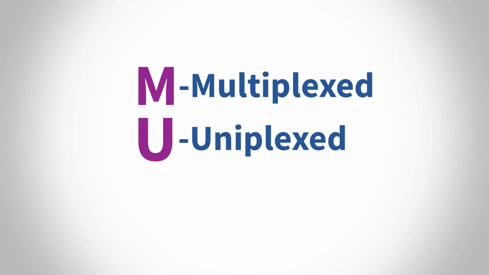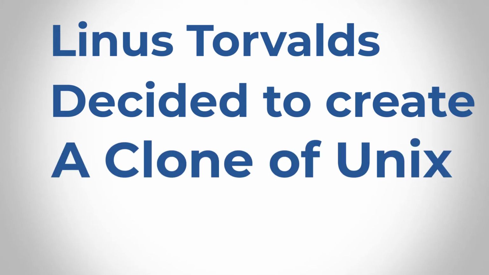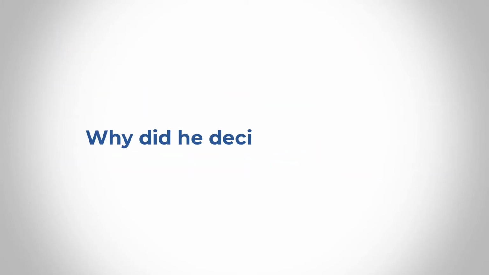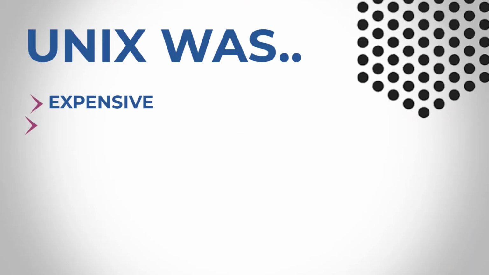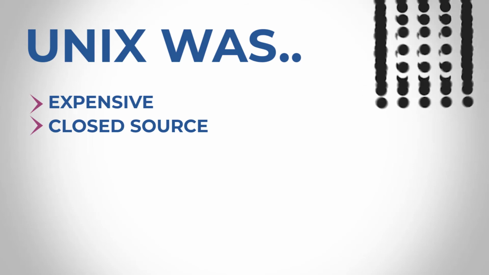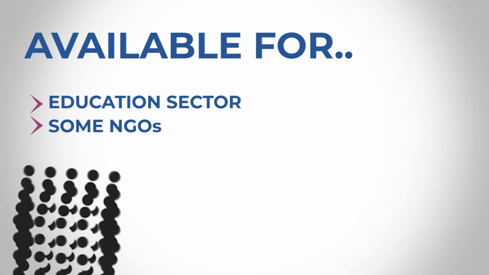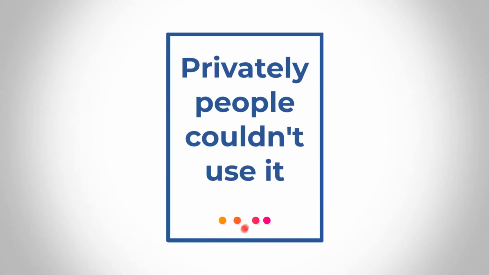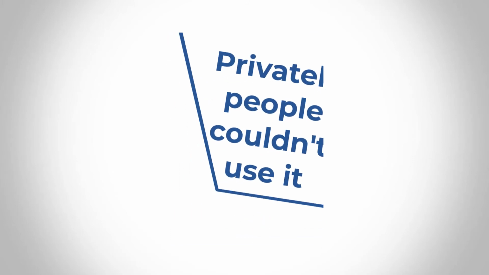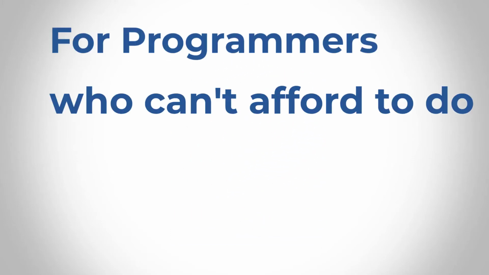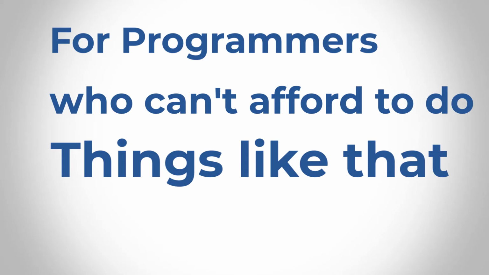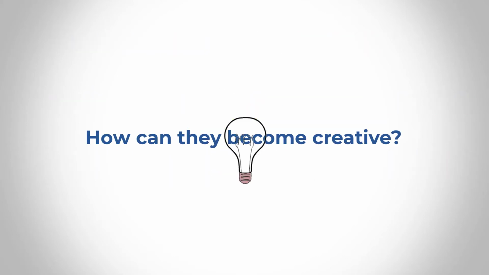Let's now fast forward to 1991 when Linus Torvalds decided to create a clone of the UNIX operating system. Why did he even decide to do that? Well, I said it before, UNIX was expensive. Very expensive, and it was closed source. Even though UNIX was, to some extent, available for the education sector or some NGOs, privately people couldn't use it. It was really very expensive. No one could really afford it. And for programmers, how would they be able to become more creative and come up with innovations when they can't even afford to have such an amazing operating system?